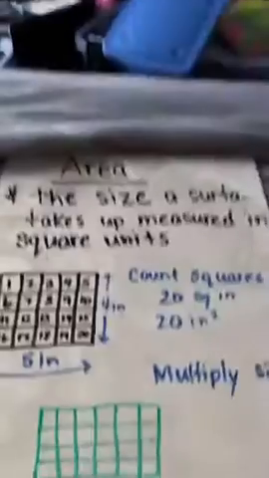Yesterday we talked about perimeter. And remember? Perimeter, perimeter, around the outside. Now we're going to talk about area. How do I find what is inside? So let's get started. All right.